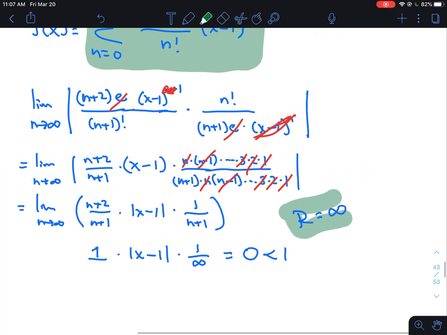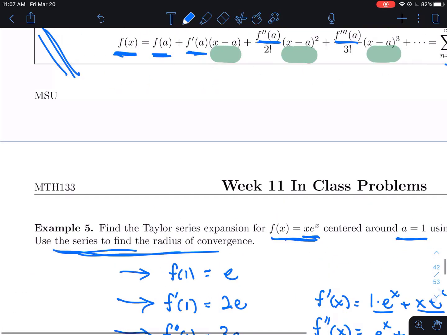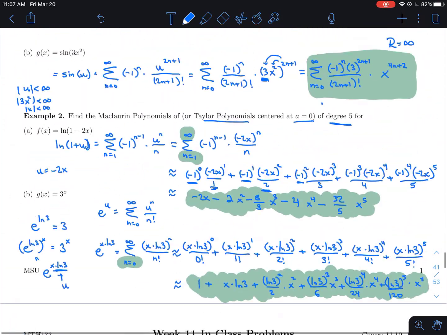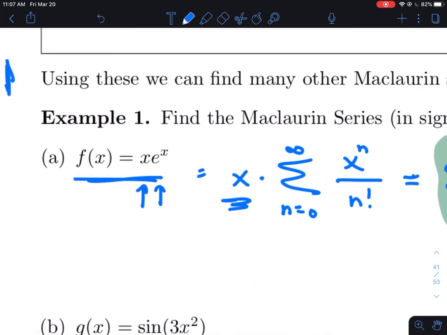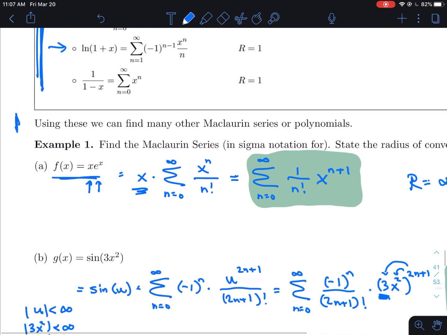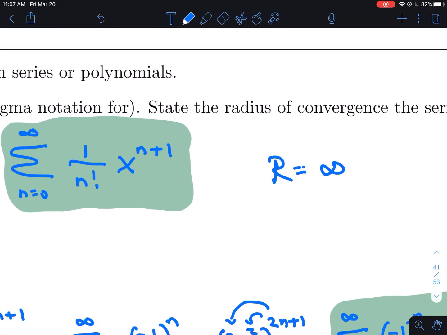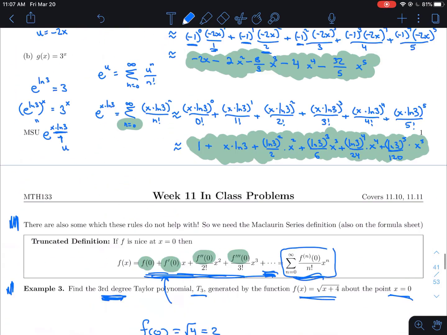And so, okay, we did end up getting the same radius of convergence as we did for our regular old e to the x that we had on our sheet. But notice, down here I say compare this answer with example 1a. Way back up here in example 1a, notice we created this function x e to the x, but we were centered about 0, right? We were trying to find the Maclaurin series. And so in this case, we just had 1 over n factorial, x to the n plus 1. And that's all there was to it. We also had a radius of convergence of infinity, but now look at how much different this answer is.